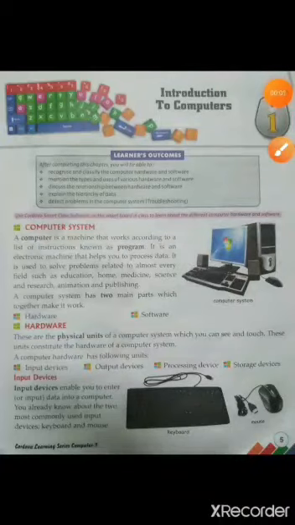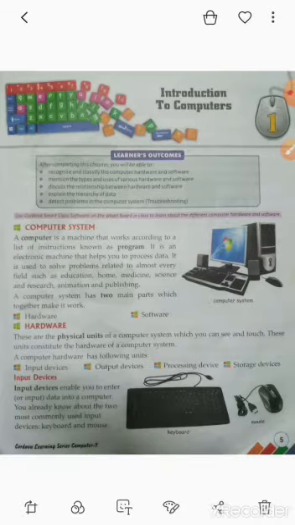Good morning, students. Today we are going to start our first chapter, and that is Introduction to Computer. In previous class, you have learned about hardware. Now this year we are going to learn the different categories of hardware devices. So before starting the actual topic, let me revise the term hardware.